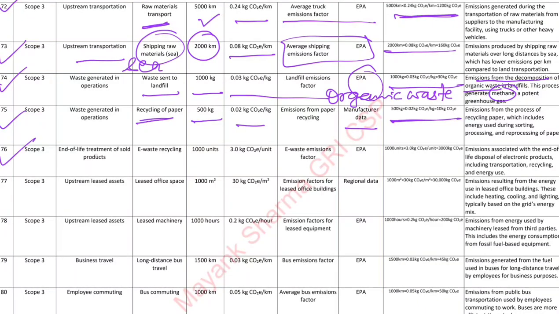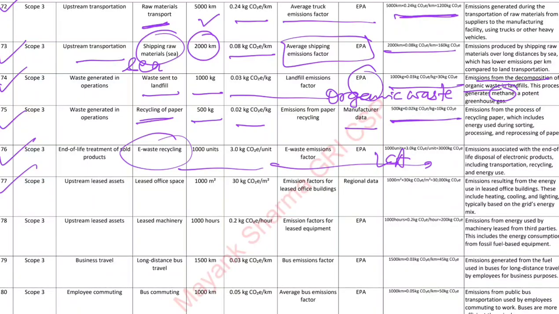76, scope 3 end of life treatment of sold products. We are talking about the recycling. Earlier also we have discussed the same thing. So emissions associated with the end of life disposal of electronic products, including transportation, recycling, energy uses. Basically again LCA approach you have to adopt for this.